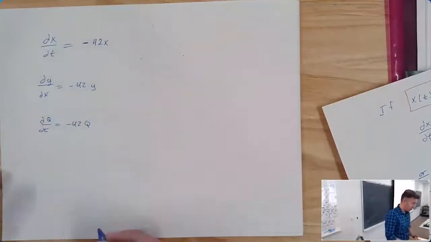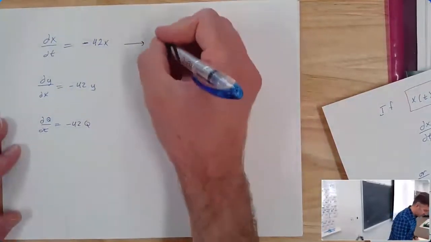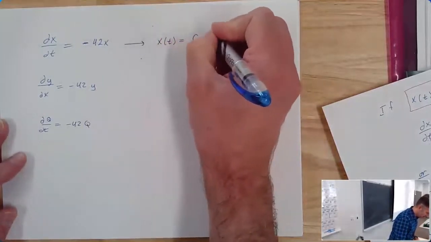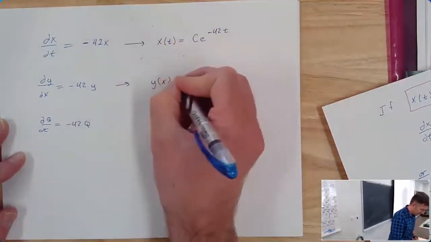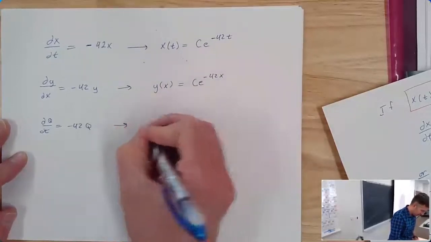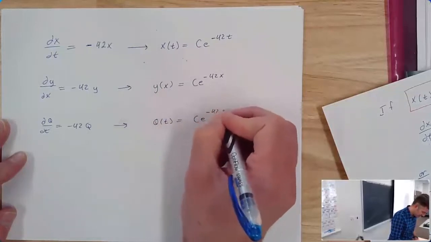Right, exactly. So all of these are going to have solutions that look the same. I'm just using different letters. So this one has a solution that is x as a function of t equals Ce^(-42t). This one is y as a function of x equals Ce^(-42x). And this one is q as a function of t equals Ce^(-42t).